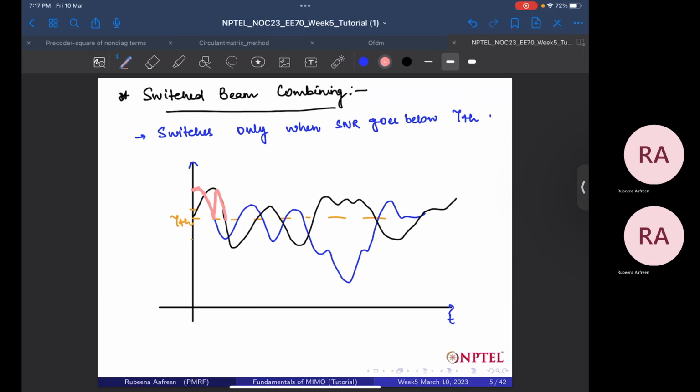Now here both of them are in fade, so it will not make any decision. But here it will again come with this one. Again here it will switch. Then here it will switch. Then again here it will switch. Then it will follow this one. Then here it will come till here because there is no option. Then it will switch, and like that. So this is switched beam combining.